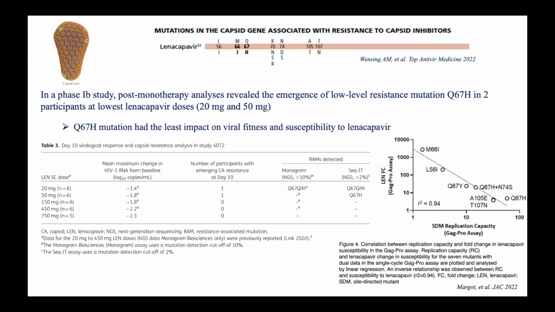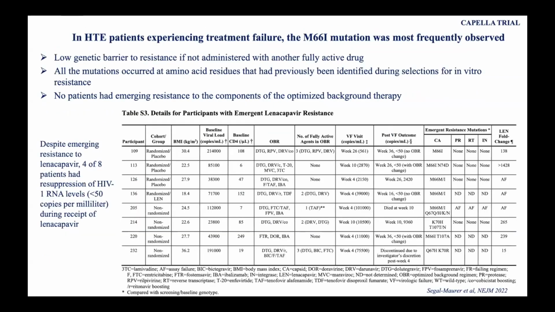Particularly, you can see with the low doses of lenacapavir. And this is interesting because this mutation, as you can see here, has the better replication capacity and also low resistance. So in some way, was this the reason that probably was selected?